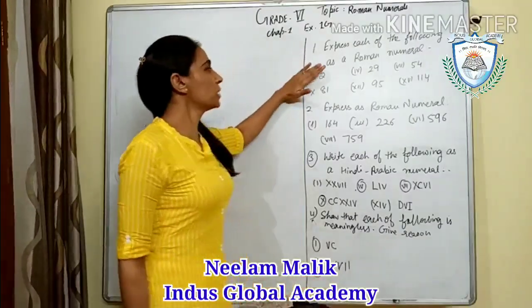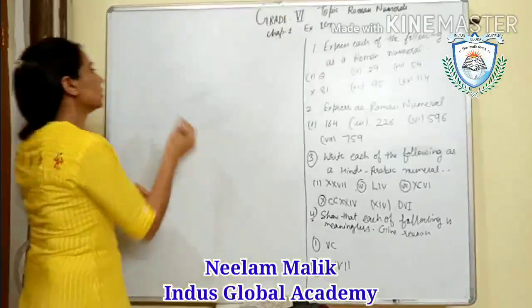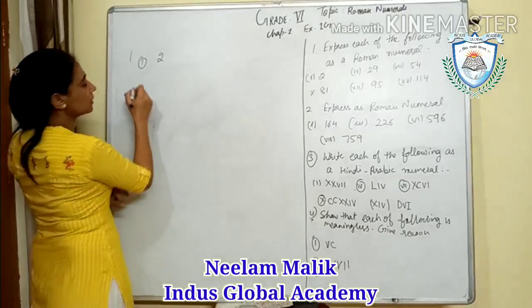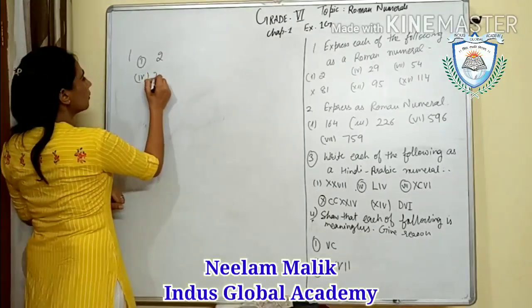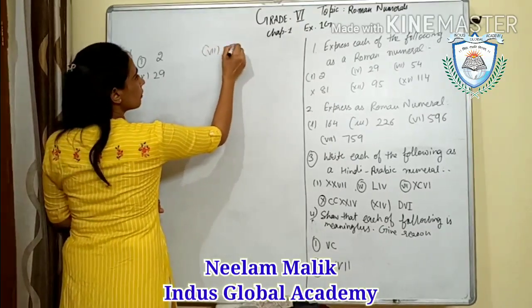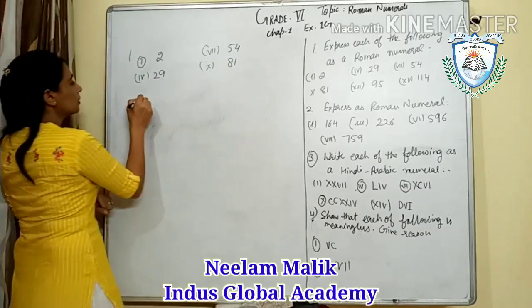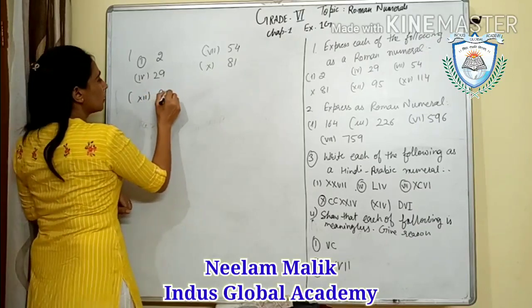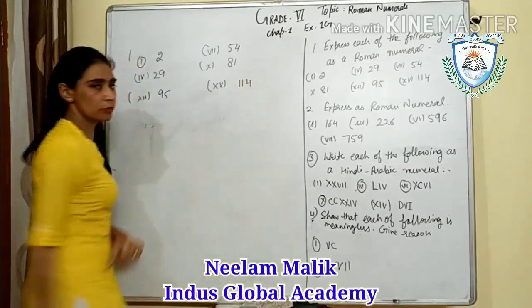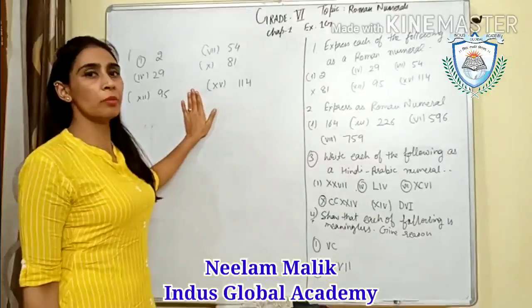Question number 1: express each of the following as Roman numerals. Means we have to make the Roman numerals. Question number 1, part 1 is 2, part 2, fourth is 29, part 7 is 54, 10th is 81, 12th is 95, and this is your 15, that is 114. So we have to form Roman numerals here.